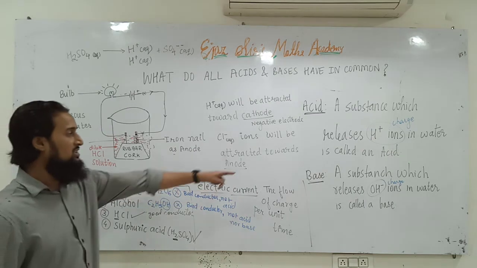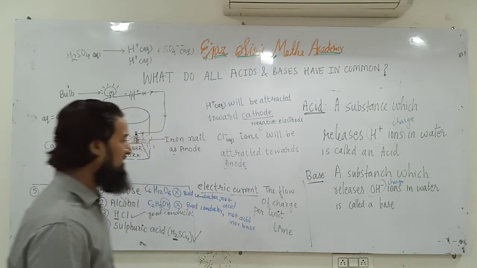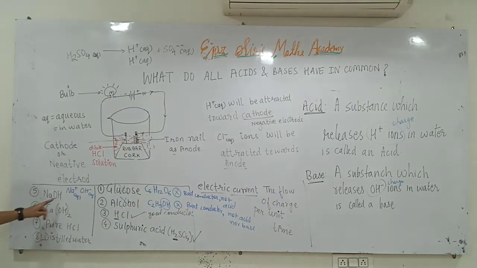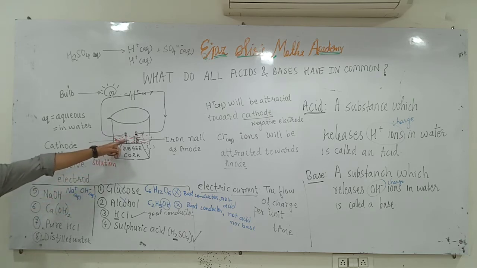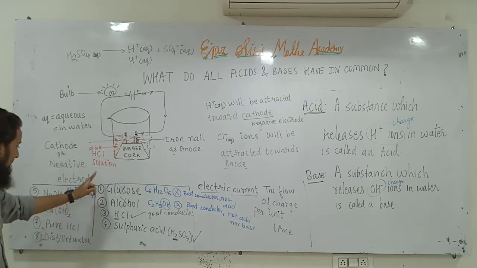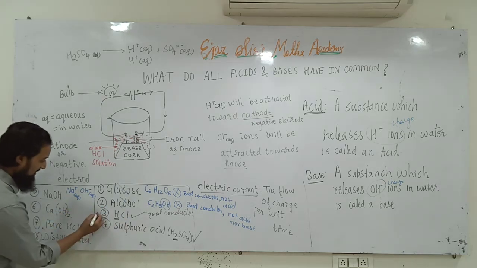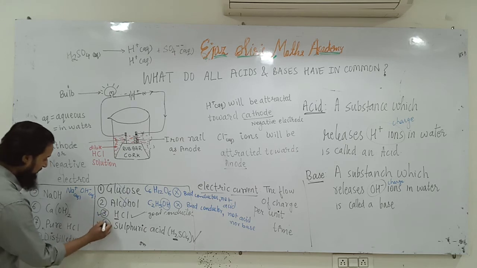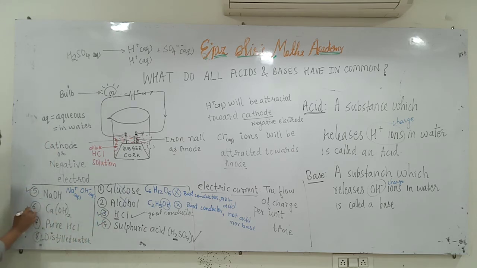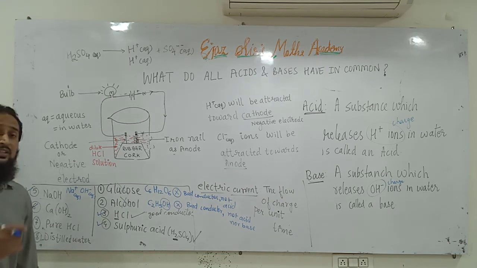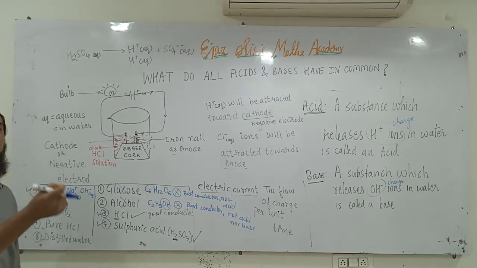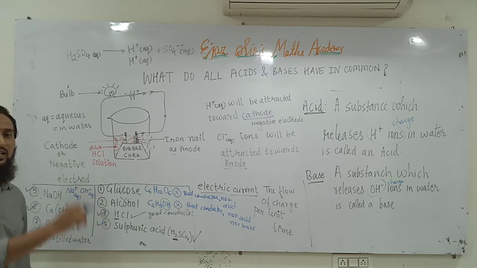So we know NaOH is a base. And what is a base? A substance which releases OH negative ions in water is called a base. So NaOH will release OH negative ions in this solution. But remember, all these except glucose and alcohol, it is HCl hydrochloric acid, sulfuric acid, NaOH and Ca(OH)2, calcium hydroxide. These four are good conductors of electricity only if they are put in water. Their dilute solutions are good conductors of electricity.